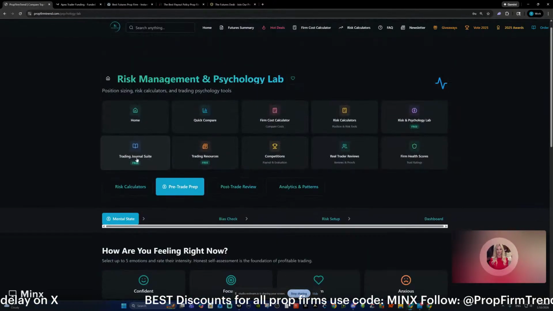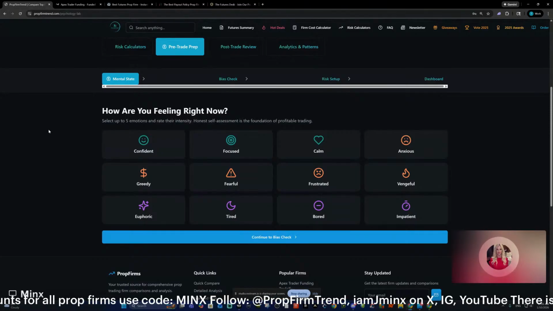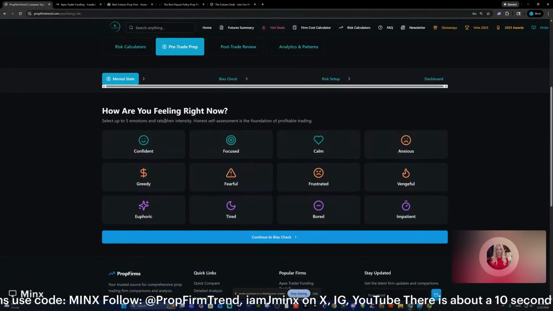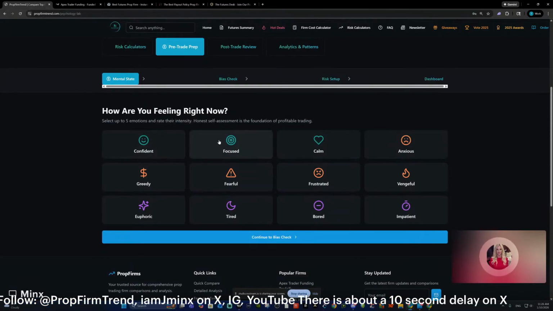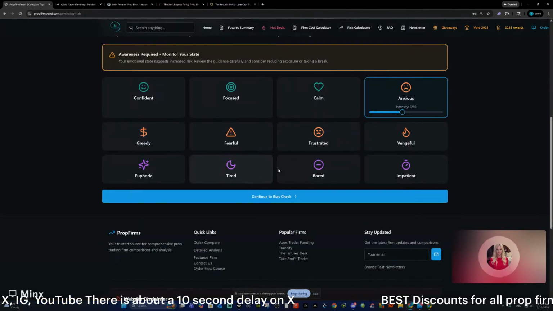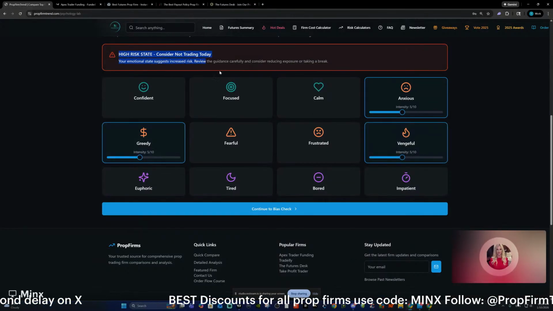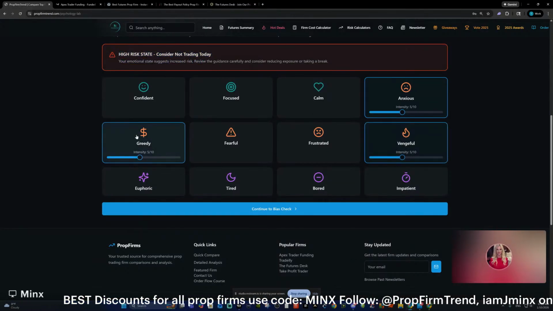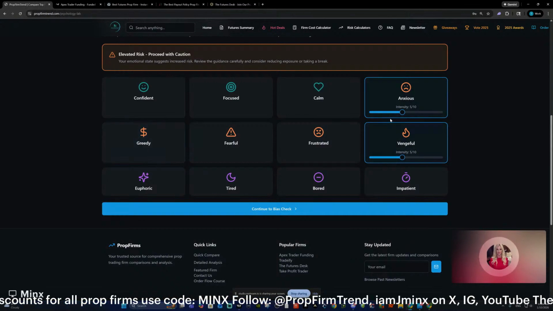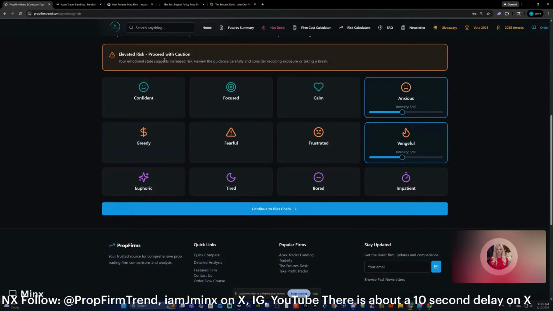But let's say you can do a prep in the morning before you start trading, and you can select up to 5 emotions. But let's just say you're feeling a little anxious. I don't know, maybe you're feeling greedy or vengeful. It's going to tell you you're at high risk, consider not trading. Or let's just say you've got these two, it'll give you that you've got elevated risks.